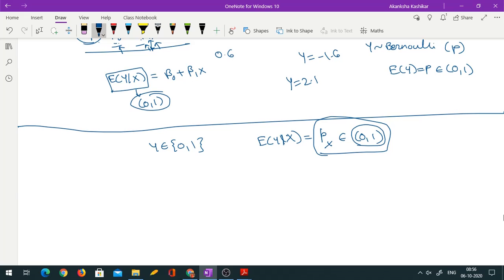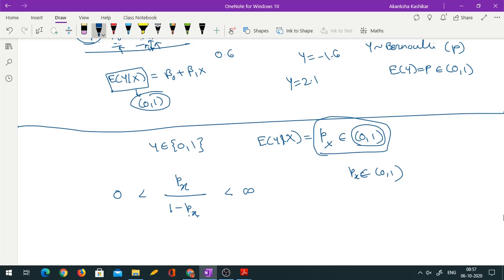So we go for some sort of transformation. From p(x) I cannot go to negative values directly, but if I consider p(x) upon 1 minus p(x), then I know it can take values between 0 to infinity, because p(x) is between 0 and 1, 1 minus p(x) is between 0 and 1, and p(x) can be less than 1 minus p(x) or greater than it. As a result, sometimes this ratio will be less than 1, sometimes greater than 1. If you are not convinced, try plotting different p(x) values between 0 and 1.